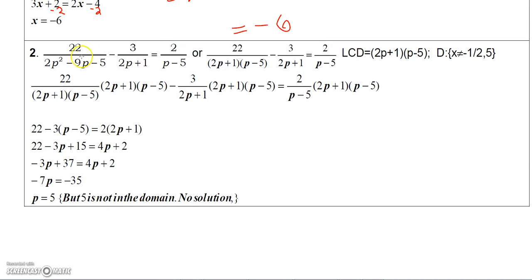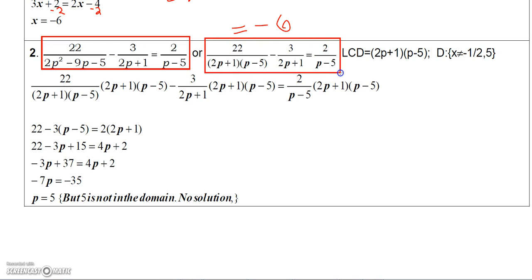Okay, so the next one here, I have 22 over 2p squared minus 9p minus 5, and then minus 3 over 2p plus 1 equals 2 over p minus 5. Well, the first term will factor. The first term actually factors into 2p plus 1 and p minus 5. And luckily that's what these are, 2p plus 1 and p minus 5. So I can just let my least common denominator be 2p plus 1 times p minus 5.